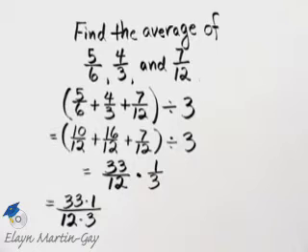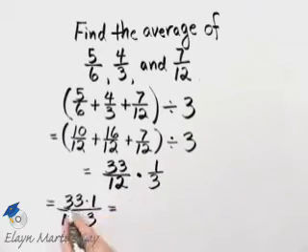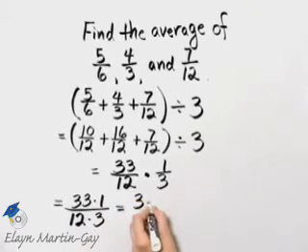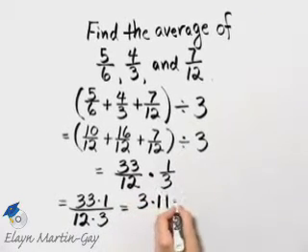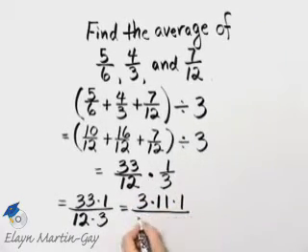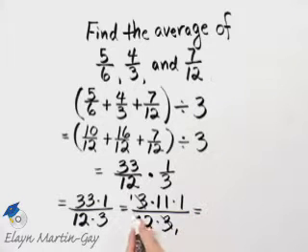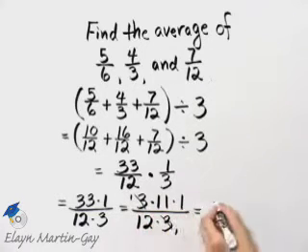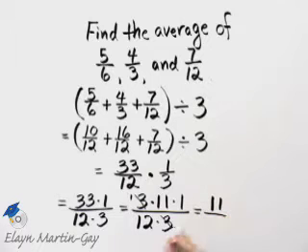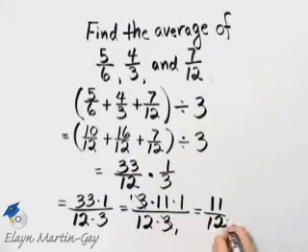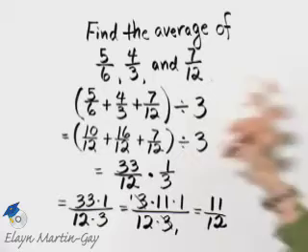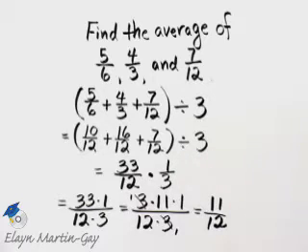And notice 33 and 3, there is a common factor of 3 there. So I'll write 33 as 3 times 11, then times the 1 over 12 times 3. And then I can divide out that common factor of 3. What do I have then? 1 times 11 times 1, which is 11, over 12 times 1, which is 12. The average of these three fractions is 11/12.